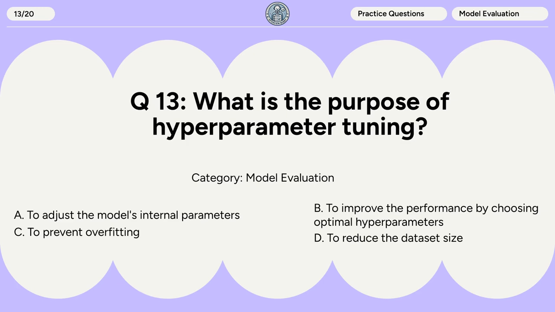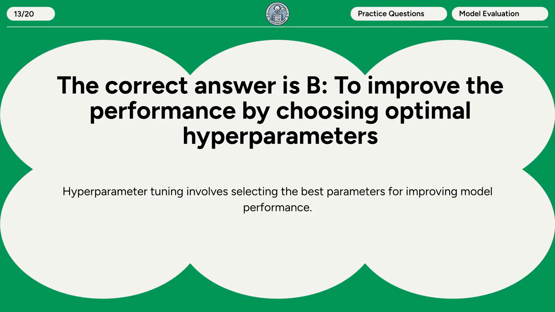Question 13. What is the purpose of hyperparameter tuning? A. To adjust the model's internal parameters. B. To improve the performance by choosing optimal hyperparameters. C. To prevent overfitting. D. To reduce the dataset size. The correct answer is B. To improve the performance by choosing optimal hyperparameters. Hyperparameter tuning involves selecting the best parameters for improving model performance.